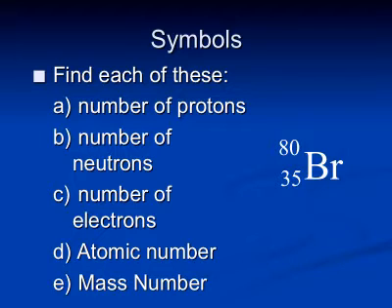You subtract your mass number by 35. So 80 minus 35 gives us 45. How many electrons do I have? 35, because our electrons and protons are equal now. What about our atomic number and our mass number? 80. So let's see if we can write one of these all by ourselves.